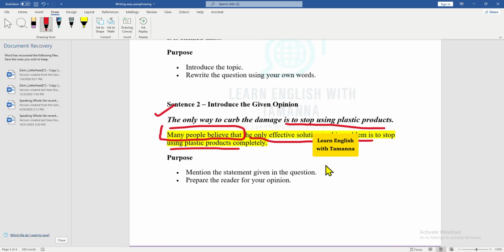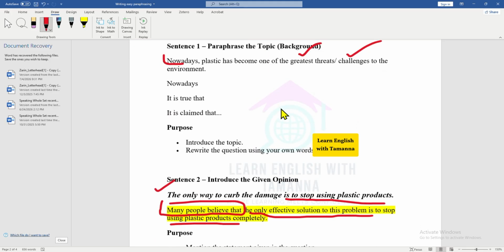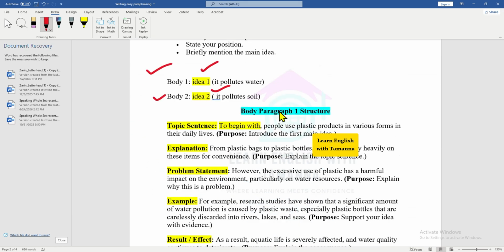We are moving to the question so that we can remember what the question was asking from us. It was asking about our opinion, whether we agree or disagree on which topic. The topic was plastic is one of the biggest threats to the environment, so it's better to eliminate plastic products from our world. Eliminating the plastic products because this is damaging our environment. Okay, we are clear. Now we are moving to the main part.